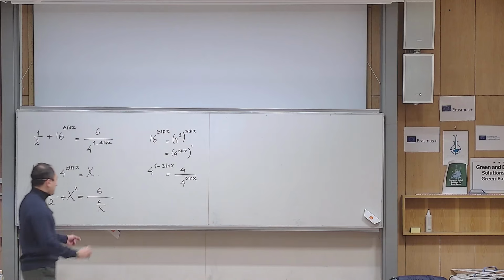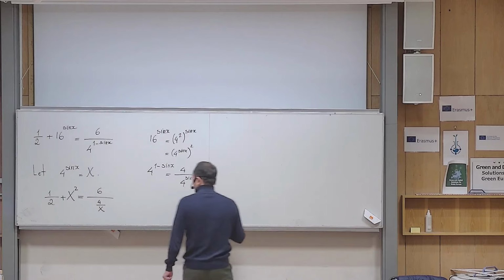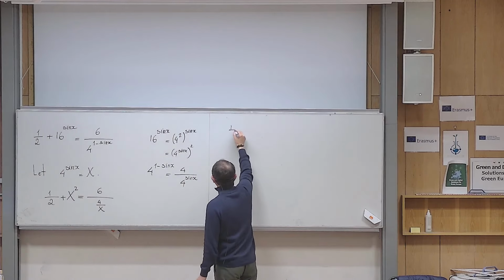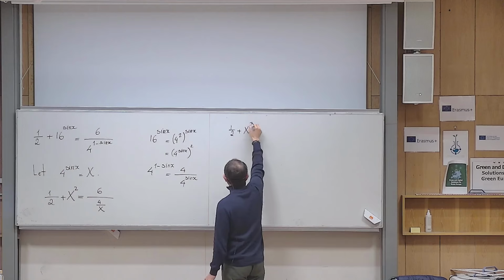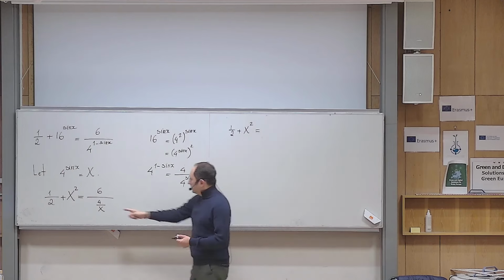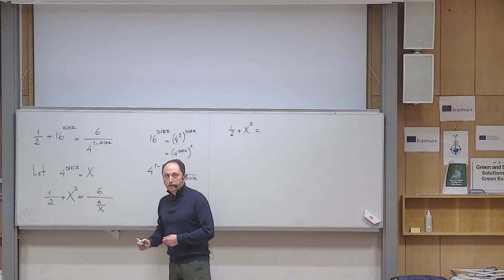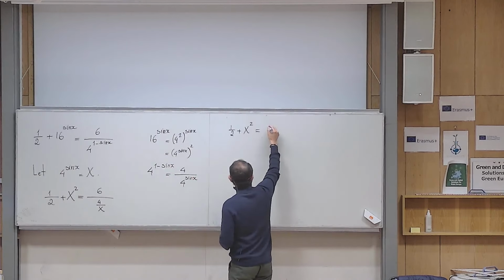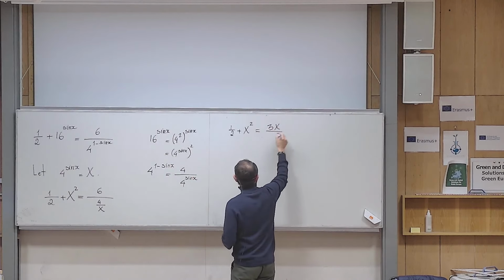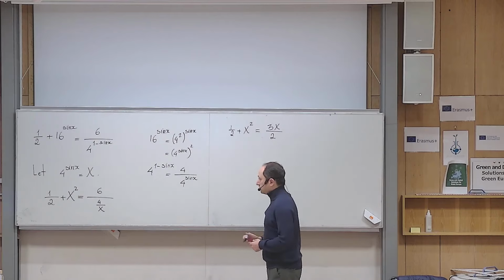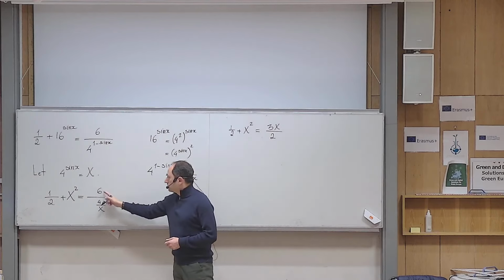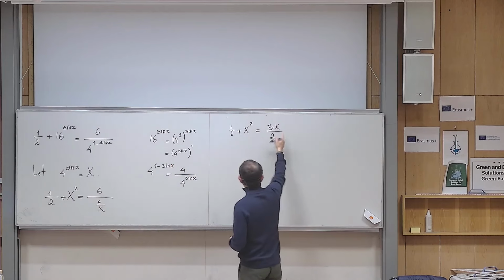For example, let me first get rid of this compound fraction here. So this becomes 1 over 2 plus X squared equals, this X will go there, so it becomes 6 capital X over 4. 6 and 4 can be simplified by 2, so this becomes 3X over 2.